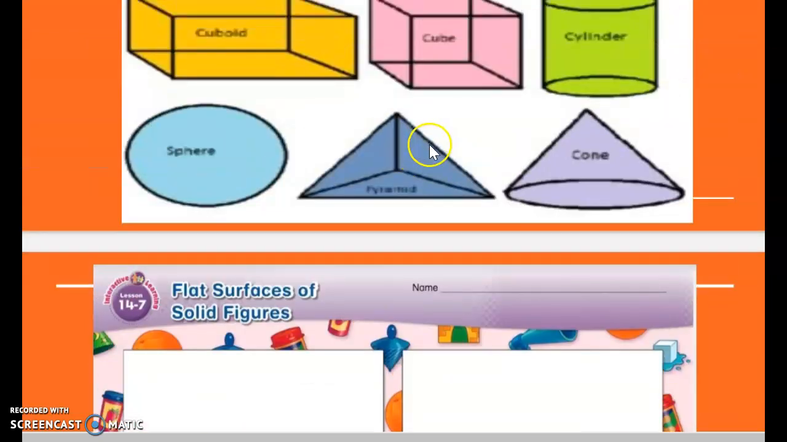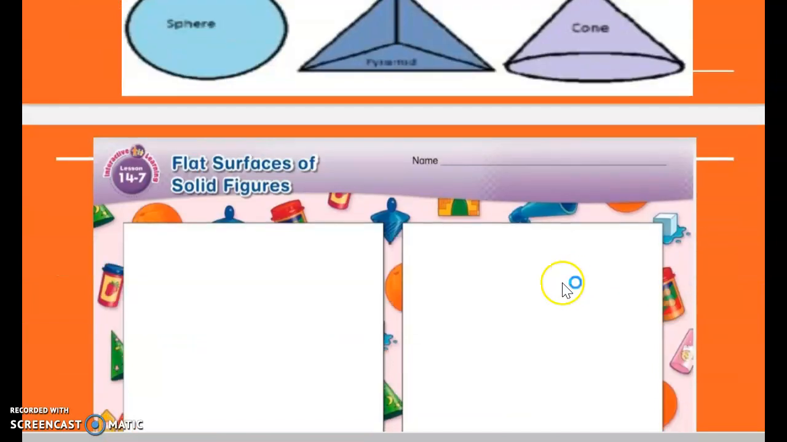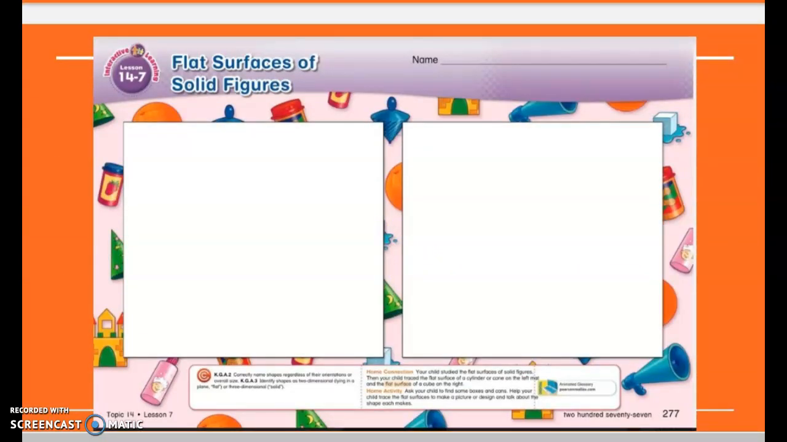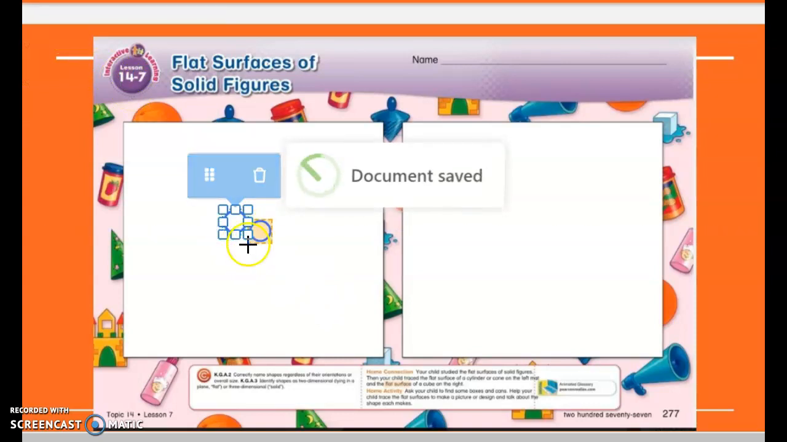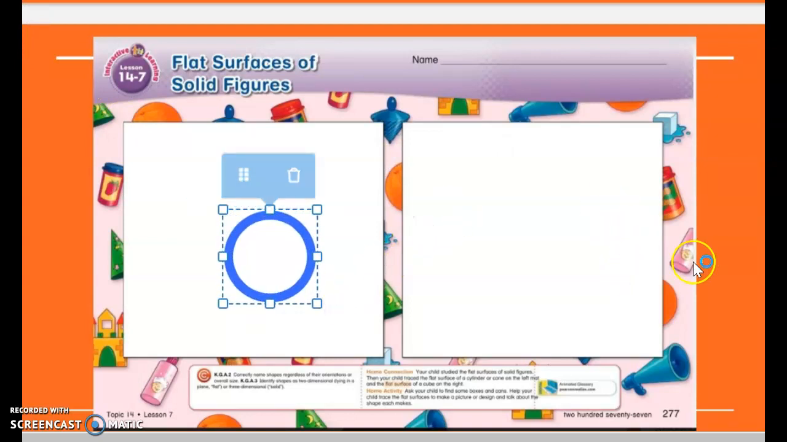So you guys can go back up. Look at the flat surface. So it would be a circle. A circle would be the flat surface of a cone. So I can draw my circle here. And it would look like this. Okay.